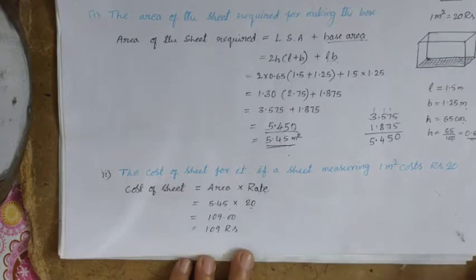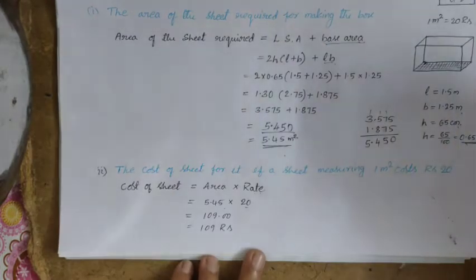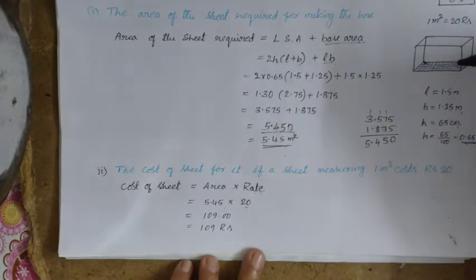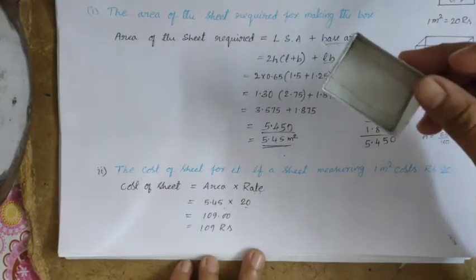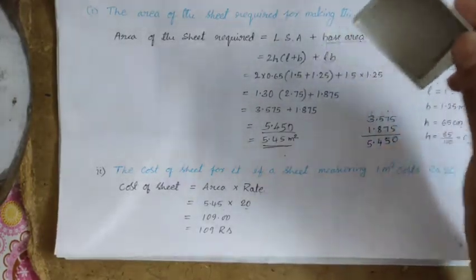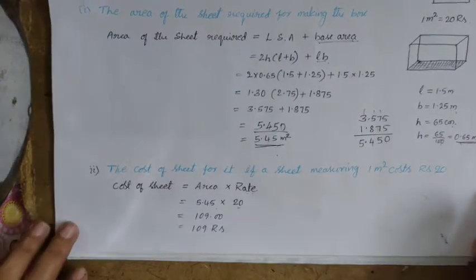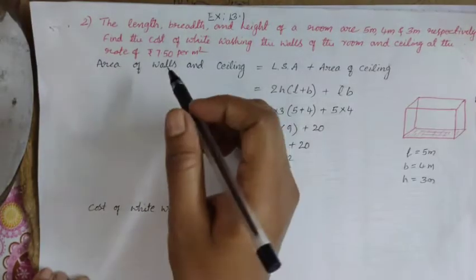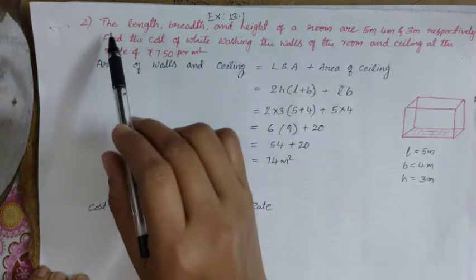So in this way we can use the formulas of total surface area or lateral surface area for the opened box or closed box. By using these formulas we can find the area in the required problem. Now we are going to the second problem of exercise 13.1.